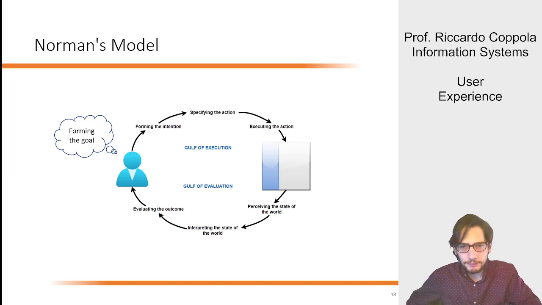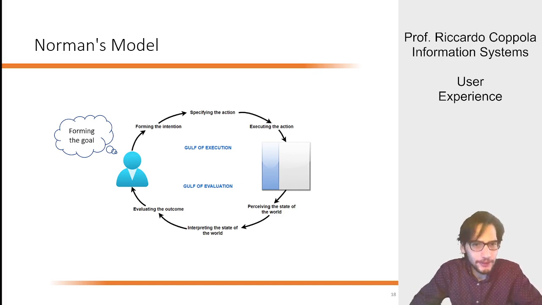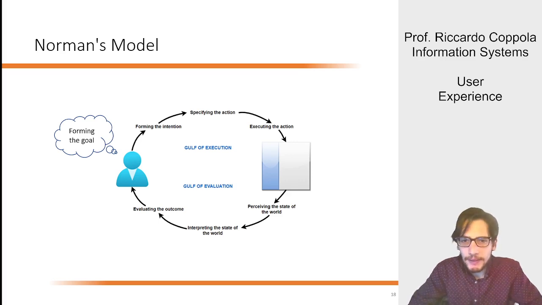This whole theory about user experience design has been developed by Norman, an important theoretical developer about user experience design. His name is Donald Norman, who created Norman's model. We won't go into the tiny details about Norman's model, but starting from the goal, the user in his mind forms a goal that he has to achieve by using a system.